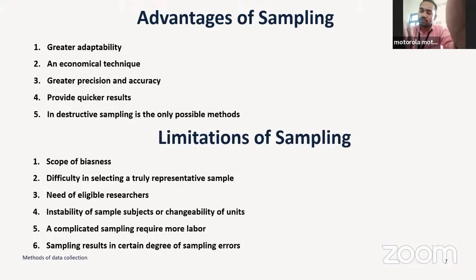So it is very important and feasible for destructive kinds of sample collection. Even though there are so many advantages and benefits of sampling, it has some limitations, like the scope of biasness. Obviously, when we select a limited number from the whole population, we may be biased in the selection of a sample. It is very difficult to select a true representative sample.